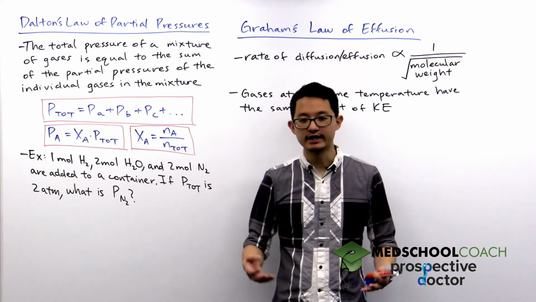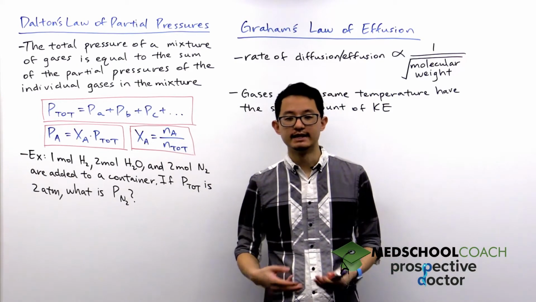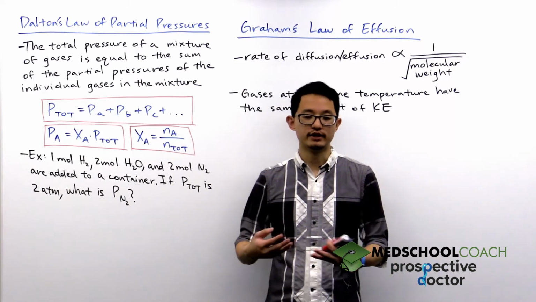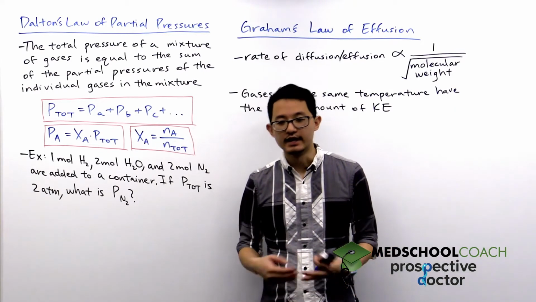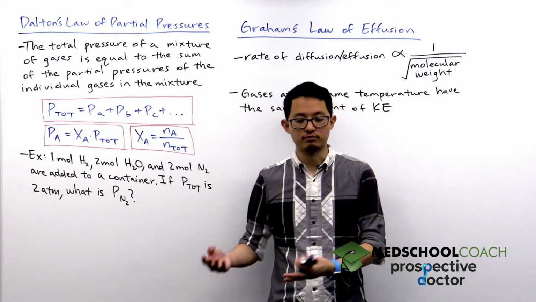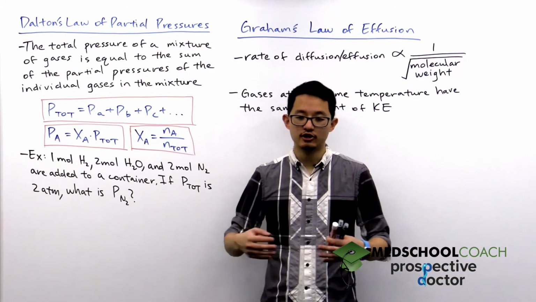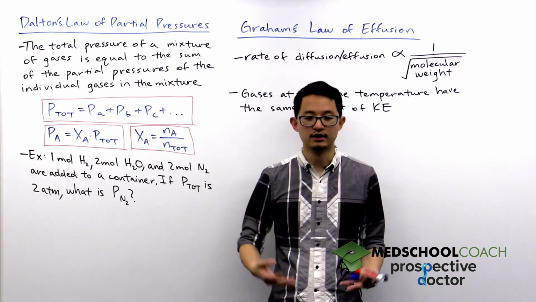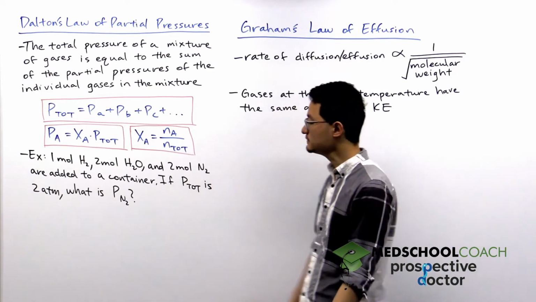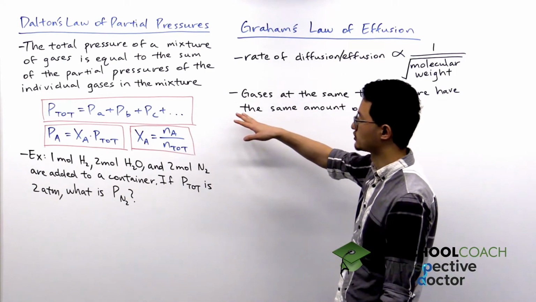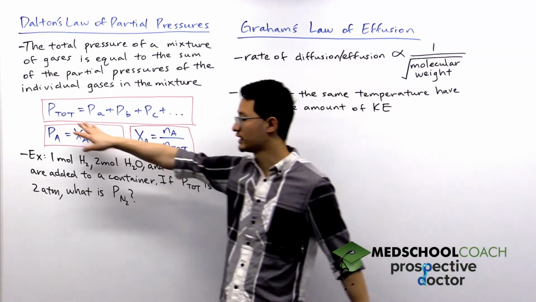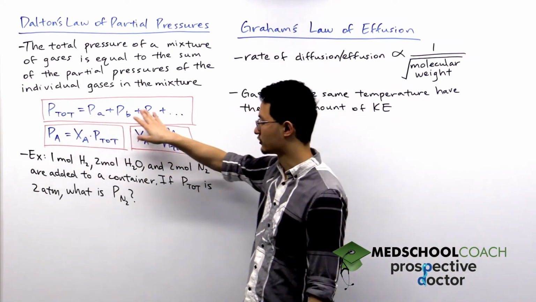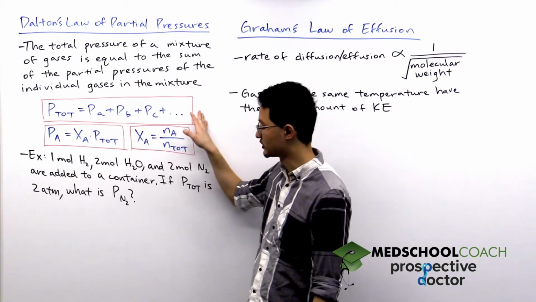If you have a container with multiple gases, each individual gas is going to exert its own pressure against the walls of the container. If you add up the individual partial pressures exerted by each gas, you're going to get the total pressure of the system. Now, Dalton's Law of Partial Pressures is often expressed in equation form, so you can see here the total pressure is equal to the sum of the partial pressures of each individual gas in the mixture.